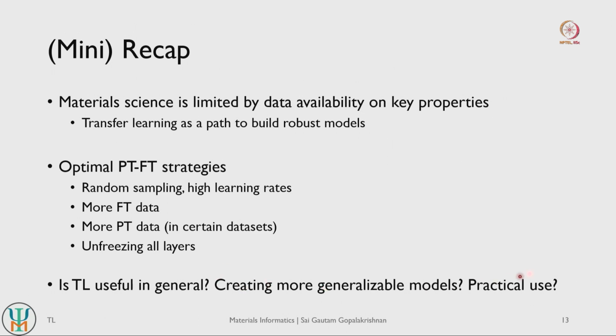So in this lecture we will try to address these three questions. Is transfer learning useful in general in the field of materials? Can we get better performance than scratch models? Is there a way to create more generalizable models, since transfer learned models almost always require unfreezing of more layers and they require higher learning rates? And is there a practical use, where you can actually predict a useful property that can improve performance in a device using transfer learning? So we will try to answer these three questions in this lecture.